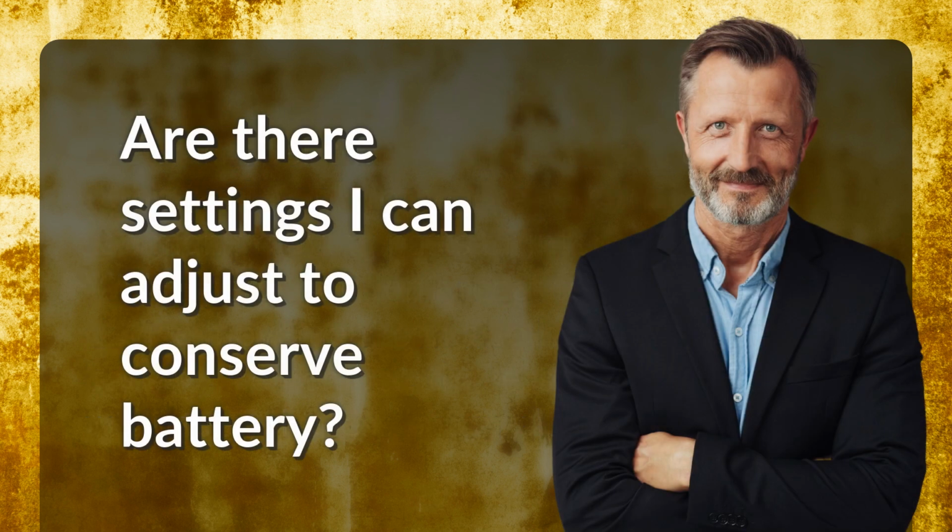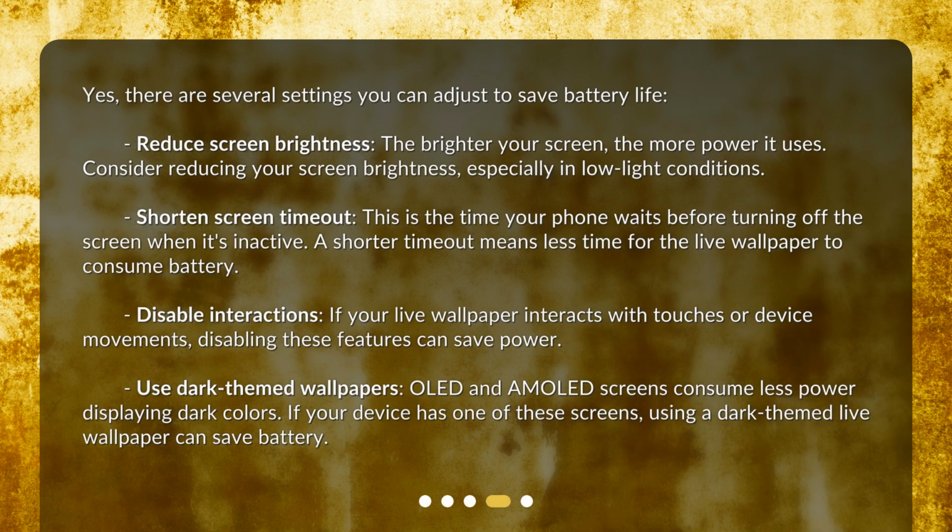Are there settings I can adjust to conserve battery? Yes, there are several settings you can adjust to save battery life. Reduce screen brightness. The brighter your screen, the more power it uses. Consider reducing your screen brightness, especially in low light conditions. Shorten screen timeout. This is the time your phone waits before turning off the screen when it's inactive. A shorter timeout means less time for the live wallpaper to consume battery.